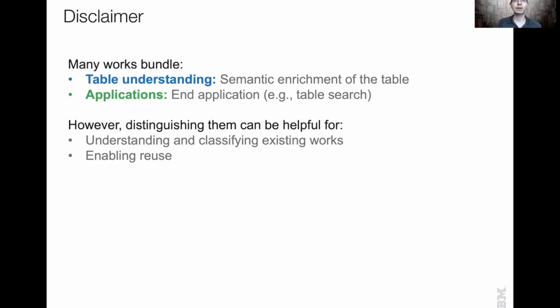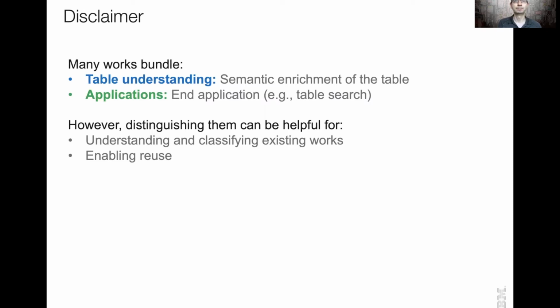However, we believe that distinguishing them can be helpful for two main reasons. First, it helps us understand and compare existing works. And second, we hope that it may enable reuse within the community by allowing people that want to work on particular applications understand what are the prior works that they can leverage. Because of that, while we will be briefly talking about applications at the very end of the tutorial, for the second part, we will be mainly focusing on works done in table understanding.